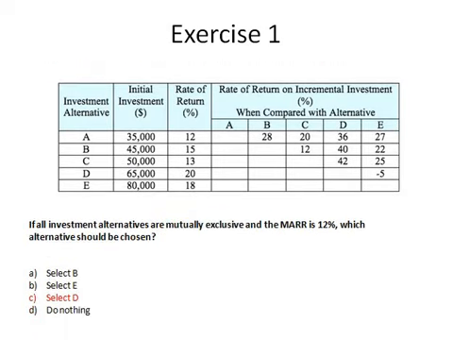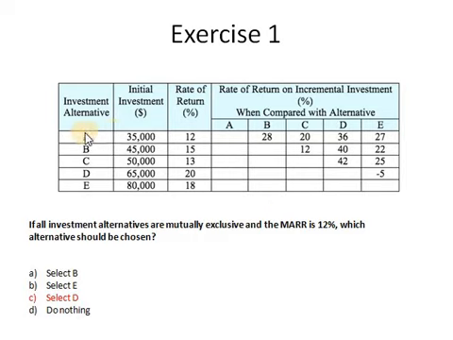Now, if I change the question and tell you if all the alternatives are mutually exclusive, this means that I'm going to choose only one, the best one, and the MAR is 12%, which one is the best? Here, the first step will be comparing the IRR of the alternatives to the MAR. It is 12%, so this one is good. All of them are greater than the MAR, so I will keep them for comparison. Now, since they are mutually exclusive, this means that I'm going to have to look at this second part of the table. And I want to start doing the comparison.